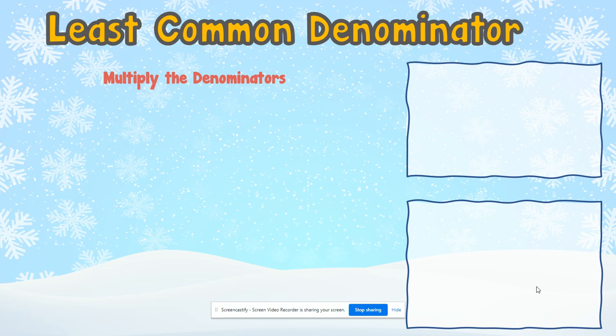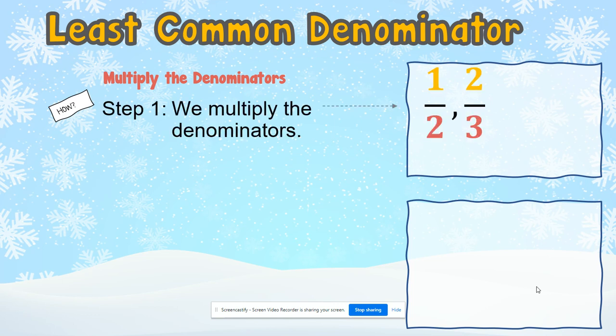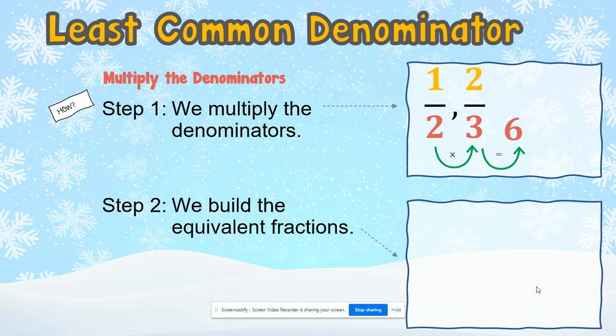So how do we do this? The first way Ms. Wilczynski taught us was to multiply the denominators. If we have two fractions, 1/2 and 2/3, we simply multiply the denominators and we get 6. We then use that denominator 6 to build the equivalent fractions.